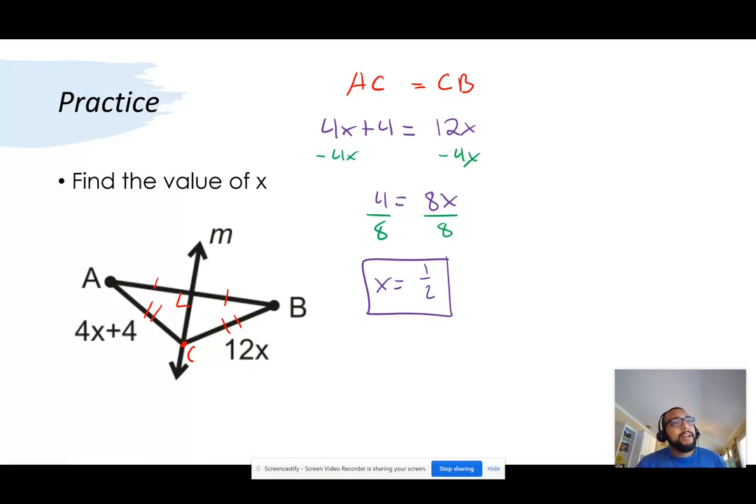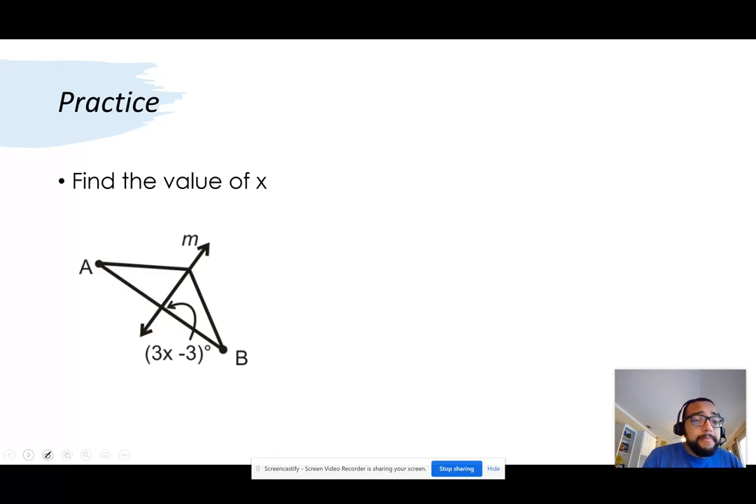Again, with this perpendicular bisector, they're splitting it up into two equal parts. That's the definition of bisector. So that's nice. Nothing too crazy there. Notice this one. Try this one by yourself for a second. You can pause the video if you like.